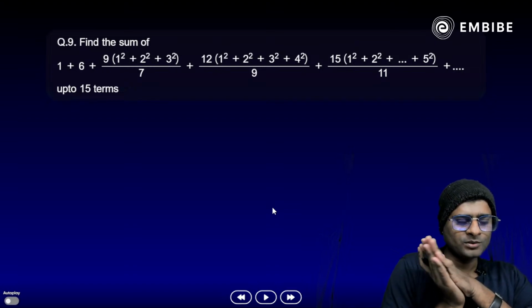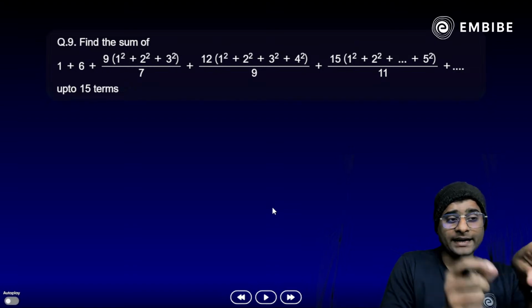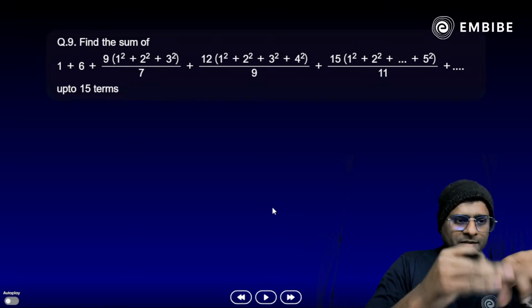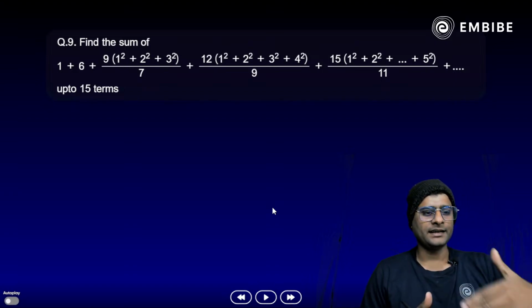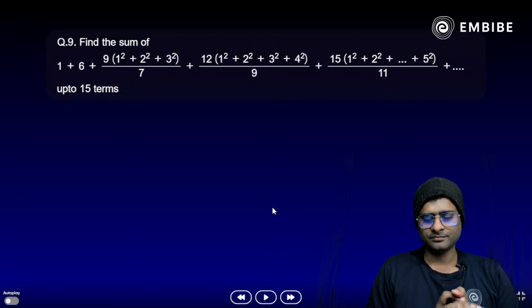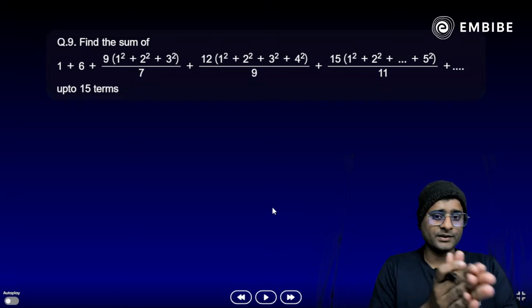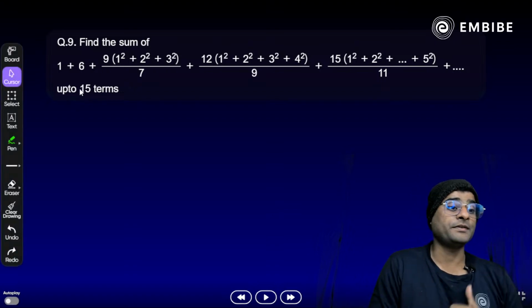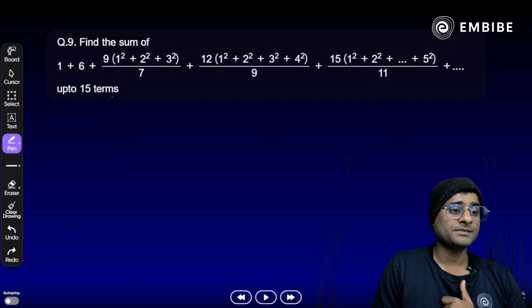Find the sum: 1 plus 6 plus 9 times (1 square plus 2 square plus 3 square) divided by 7. Then 12 by 9, 1 square plus 2 square plus 3 square up to 4 square. Then we have 15 by 11, 1 square plus 2 square plus 3 square and so on up to 5 square. And so on up to 15 terms we have here. Yes, आपके पास 15 term है.